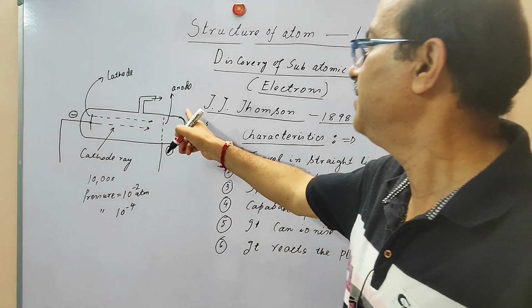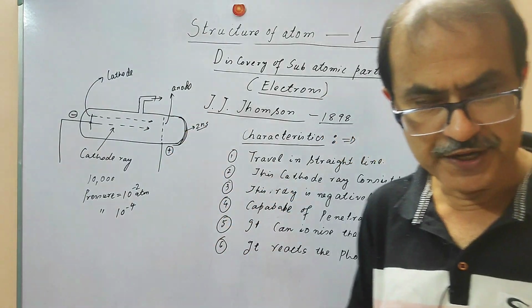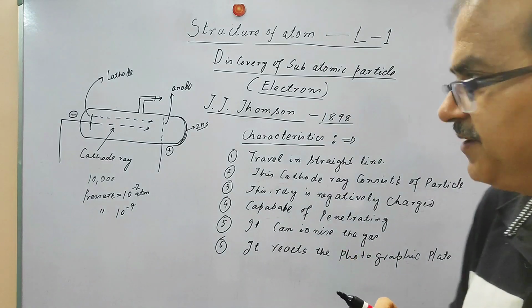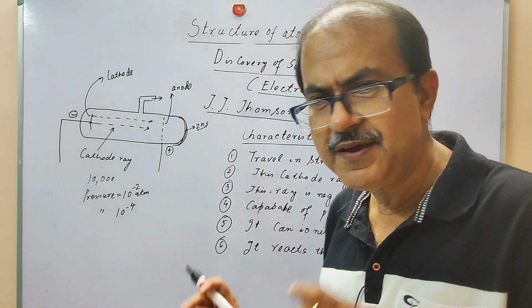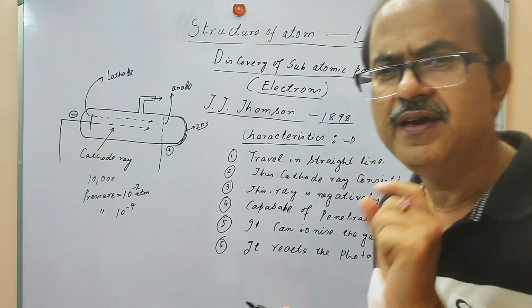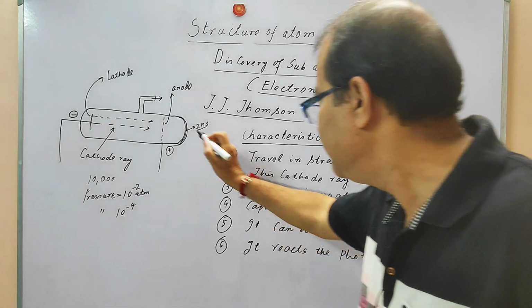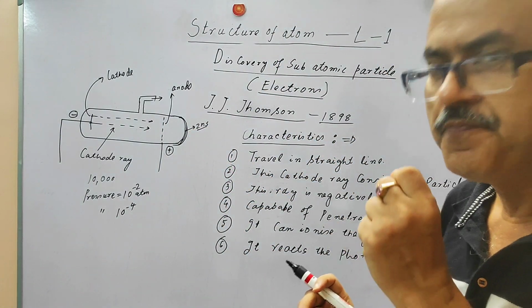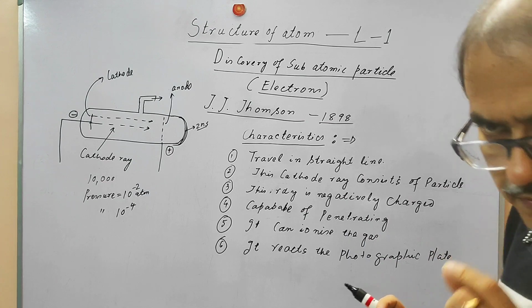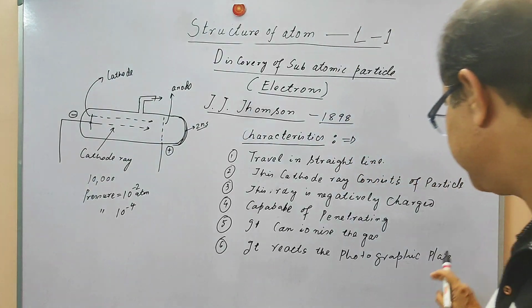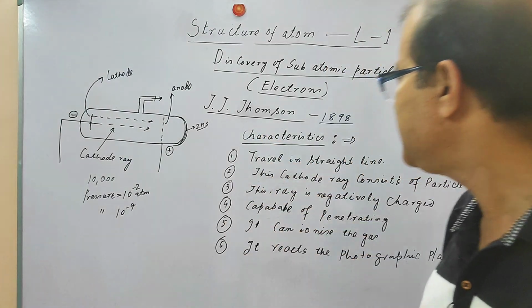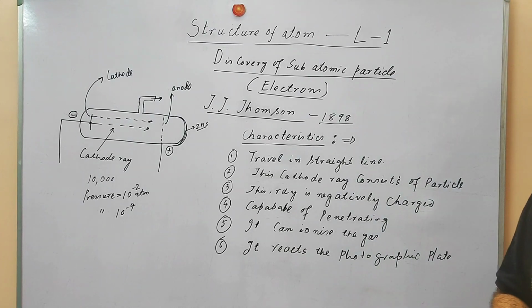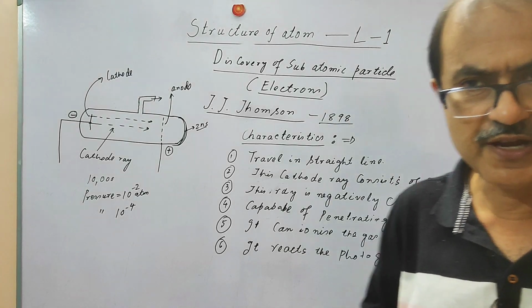That is what we observe here. When you put the zinc coating, which is very photographically sensitive, this cathode ray makes a very tiny glow here. Because of this, it has the capability to influence the photographic plate. So these are all the 6 characteristics that you can see. It is a very important characteristic you must understand.